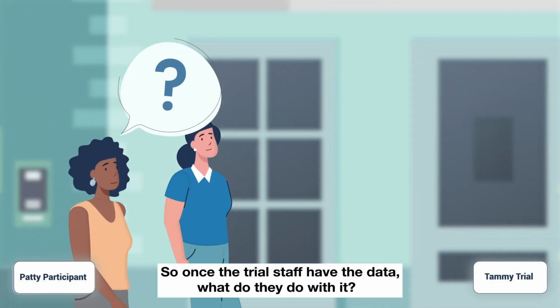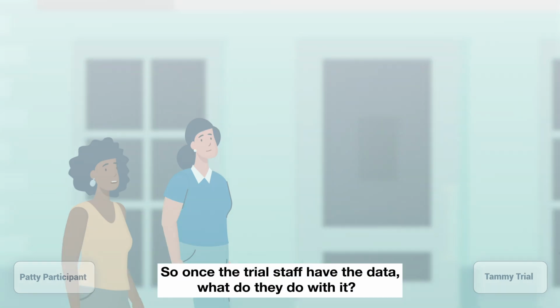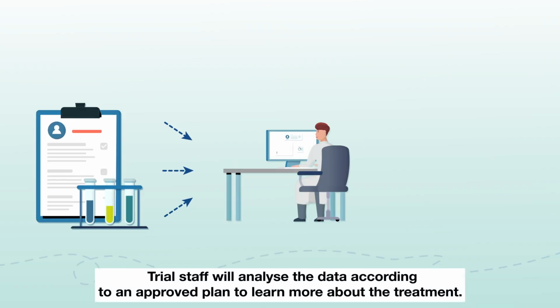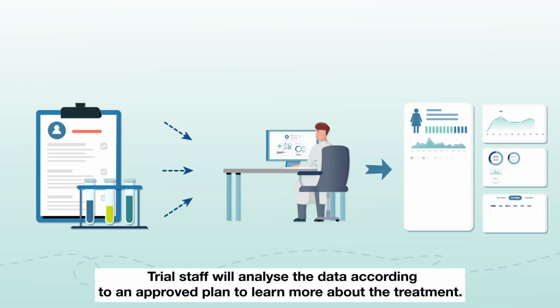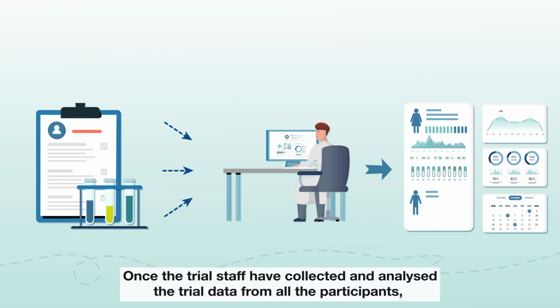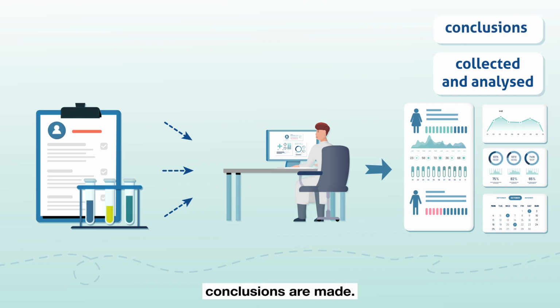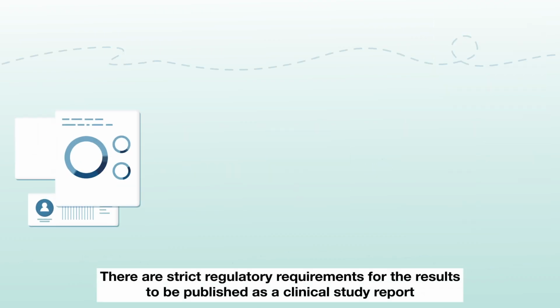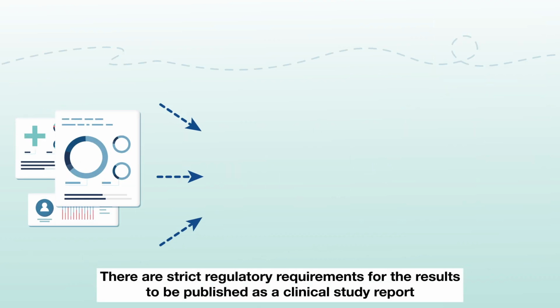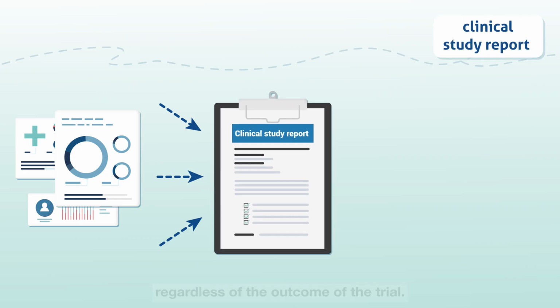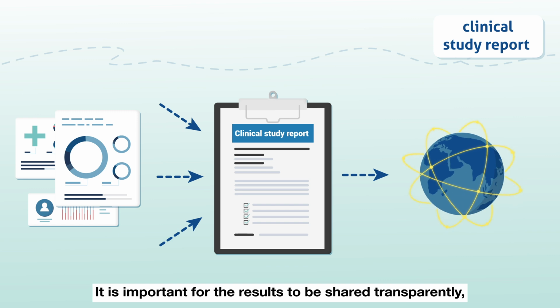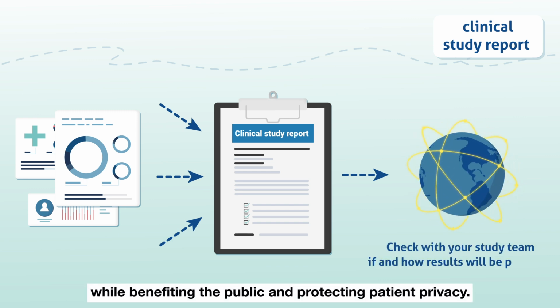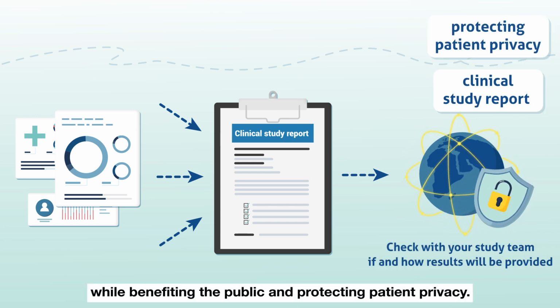So, once the trial staff have the data, what do they do with it? Trial staff will analyze the data according to an approved plan to learn more about the treatment. Once the trial staff have collected and analyzed the trial data from all the participants, conclusions are made. There are strict regulatory requirements for the results to be published as a clinical study report, regardless of the outcome of the trial. It is important for the results to be shared transparently while benefiting the public and protecting patient privacy.